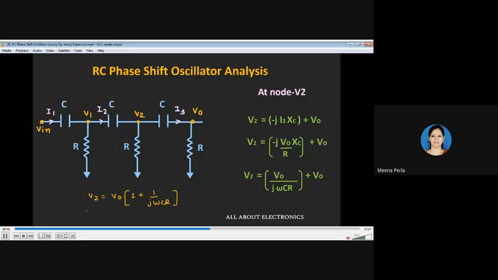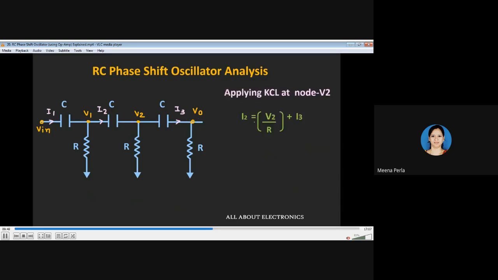So in this way, we got the expression for V2 in terms of Vout. Now similarly, let us find out the expression for I2 in terms of Vout. If we apply the KCL at this node, then we can say I2 is equal to V2 by R plus this current I3. We already found the value of V2, and we know I3 is equal to VO by R. So we can write the expression for I2 as VO by R into 1 plus 1 by j omega CR, plus VO by R.